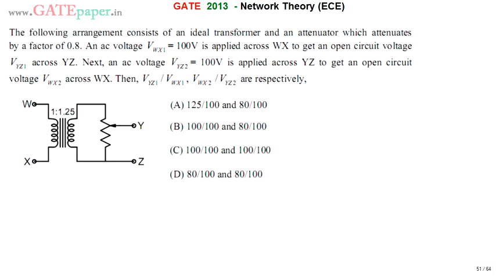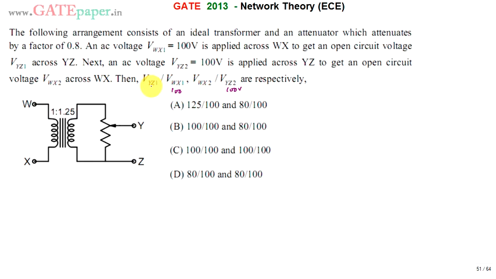Hello, we are discussing the GATE 2013 ECE paper. For the given circuit, we are going to find two ratios: VYZ1 by VWX1, and VWX2 by VYZ2. Given that VWX1 is 100 volts and VYZ2 is also 100 volts. We are going to calculate VYZ1 when VWX1 is 100 volts, and VWX2 when VYZ2 is 100 volts, and then find these ratios.